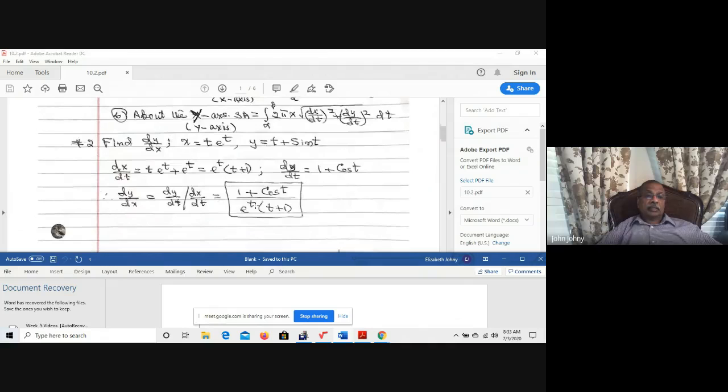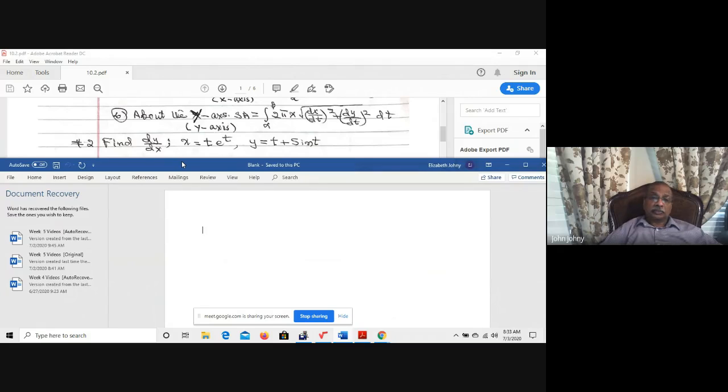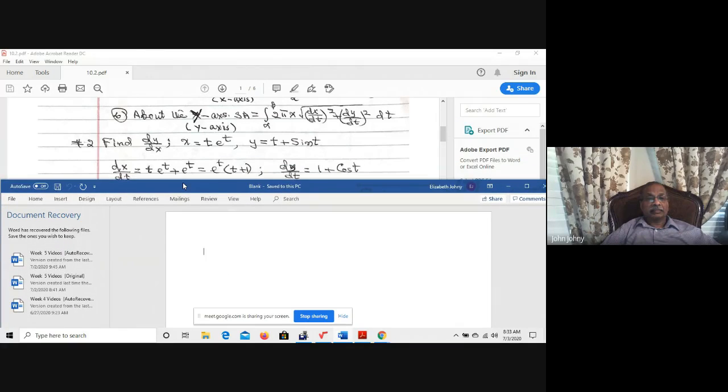This first example is question number 2 from the textbook. Find dy over dx given x is equal to t e to the t and y is equal to t plus sine t. It's a very easy question.